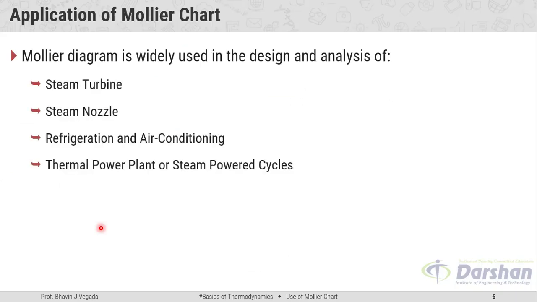Mollier diagram is used to find out the properties of steam, and hence it is widely used in the design and analysis of steam turbine, steam nozzle, refrigeration and air conditioning, thermal power plant or the steam powered cycles.